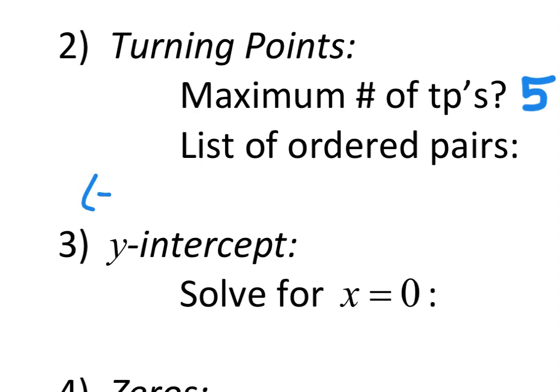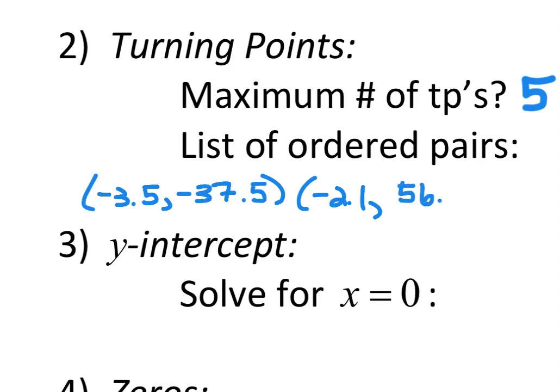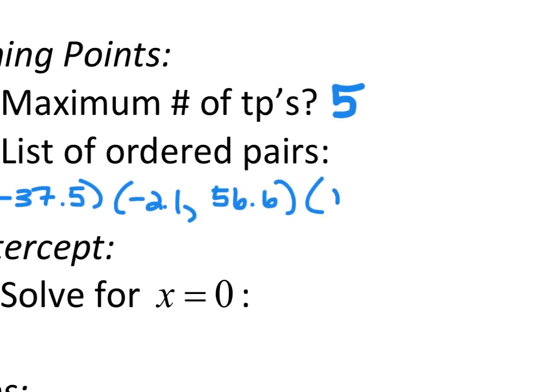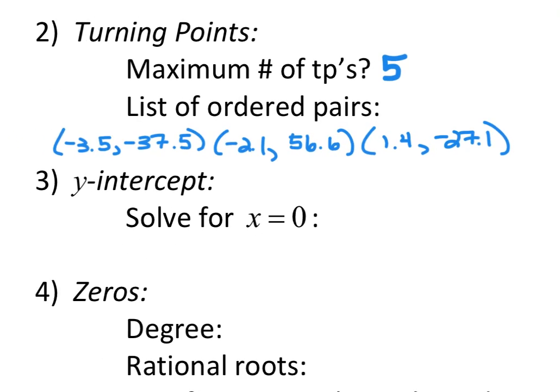I have -3.5, comma, -37.5. That'll be fun to graph. -2.1, comma, 56.6, even more fun to graph. And 1.4, -27.1. Also a blast to graph. So go ahead and graph those 3 points right now.